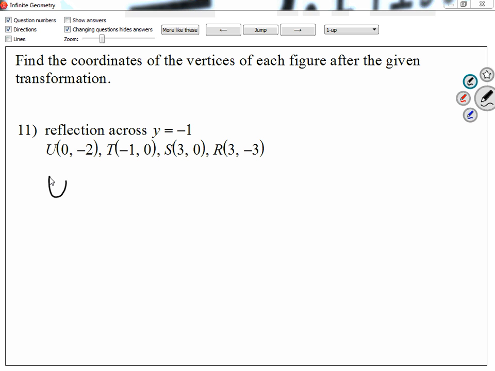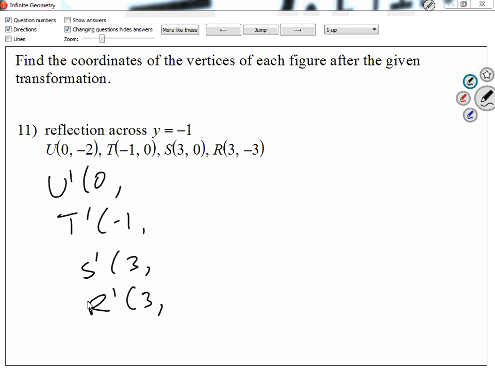For my u prime, I know my x value is 0, because once again I'm messing with the y. My t prime, my x value is 1. My s prime, my x value is 3. And my r prime, my x value is 3. Once again, I'm messing with the y's again, so leave the x alone.